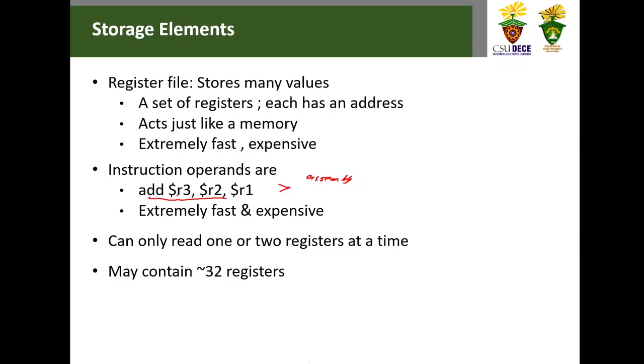So we have here two registers. There you store your constants, like the first variable and the second variable, then there is R3, where you store the output of the addition of these two components. Then as I have said, it is very fast and expensive, and it can only read one or two registers at a time. And for those many registers, it may contain 32-bit registers.